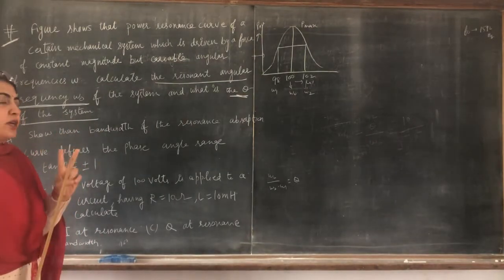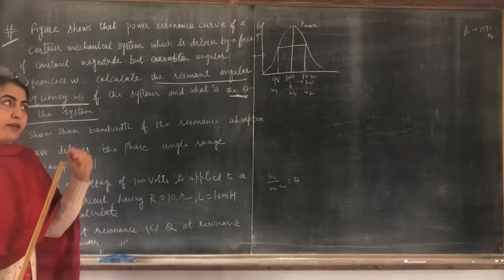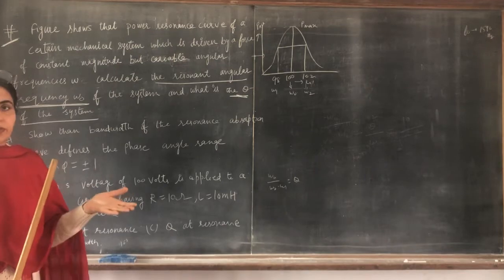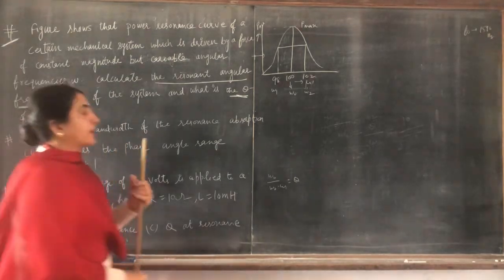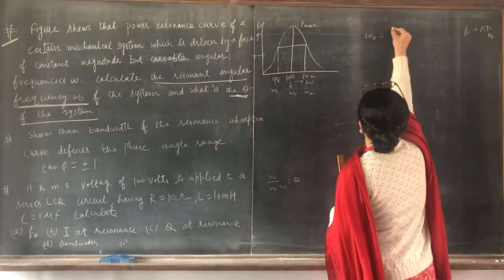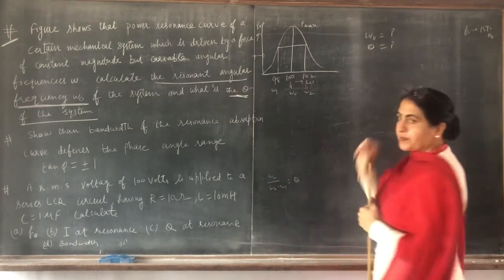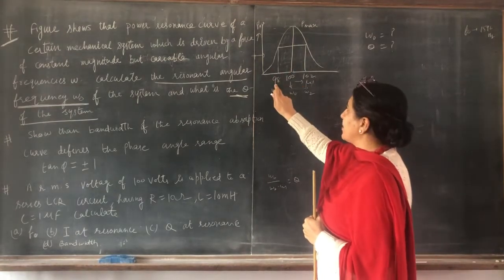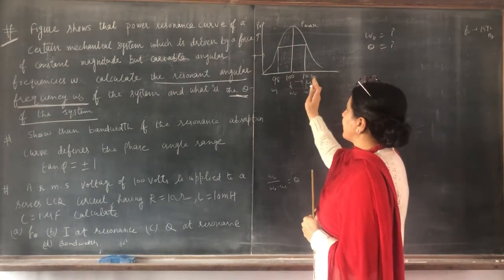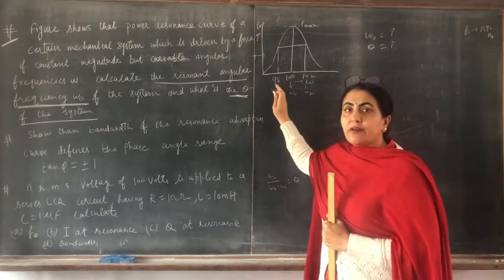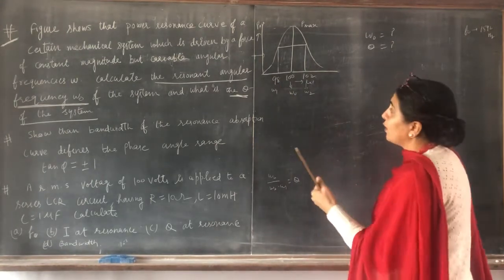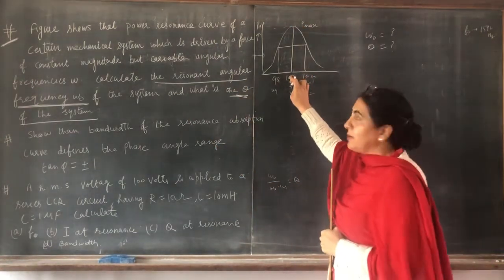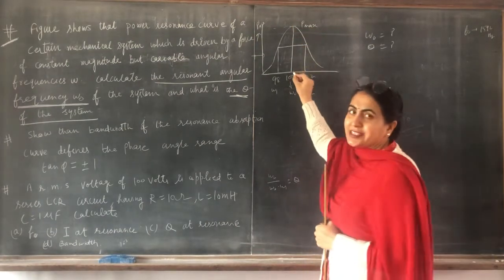First read the statement carefully, then write down what is given to you, then write what you have to find out. So we have to find out omega naught and Q. And what is given? This is omega 1 and omega 2, the frequencies on either side of omega naught, where the power becomes half the maximum power. The resonant angular frequency is where the power becomes maximum, and this is given to us.